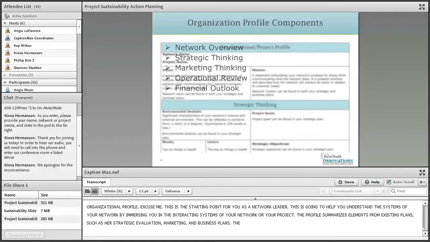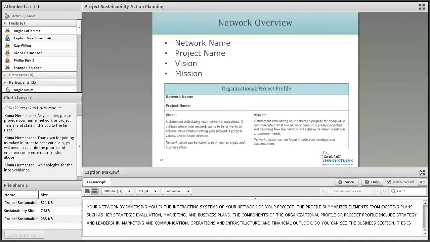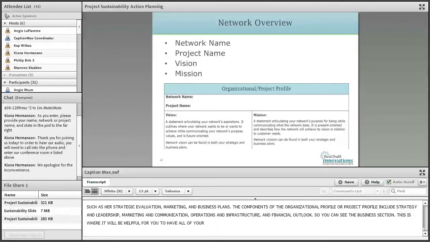The components of the organizational profile or project profile include strategy and leadership, marketing and communication, operations and infrastructure, and financial outlook. So you can see that this section is where it will be helpful for you to have all of your plans on hand so that you can refer to those.